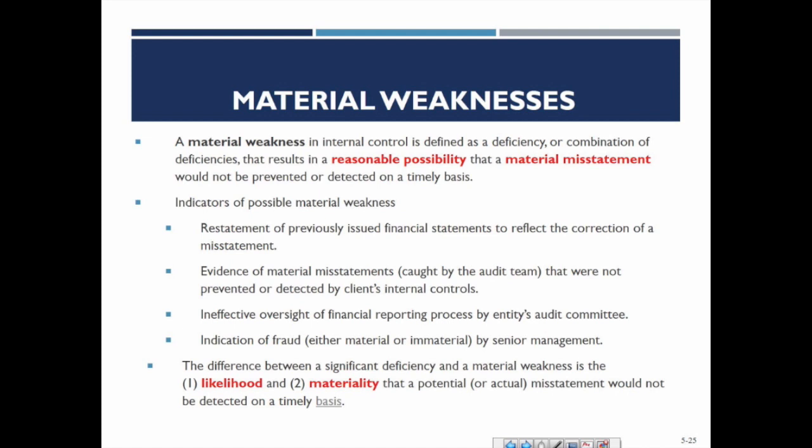So it's not just material fraud; even immaterial fraud counts. When the auditor has indications of fraud by senior management, that becomes significant. So the difference between a significant deficiency and a material weakness has to do with the likelihood of it occurring, and the materiality, that a potential or actual misstatement would not be prevented or detected on a timely basis.